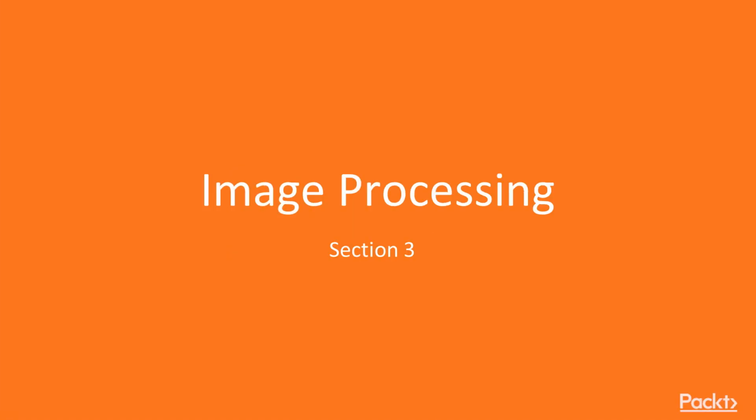Welcome to Section 3, Image Processing. In this section, we're going to learn how to use some of the OpenCV functions to process images in our application. In this first video, we're going to learn how to apply a Gaussian blur to smooth our image. This is a great method to remove noise from our image.